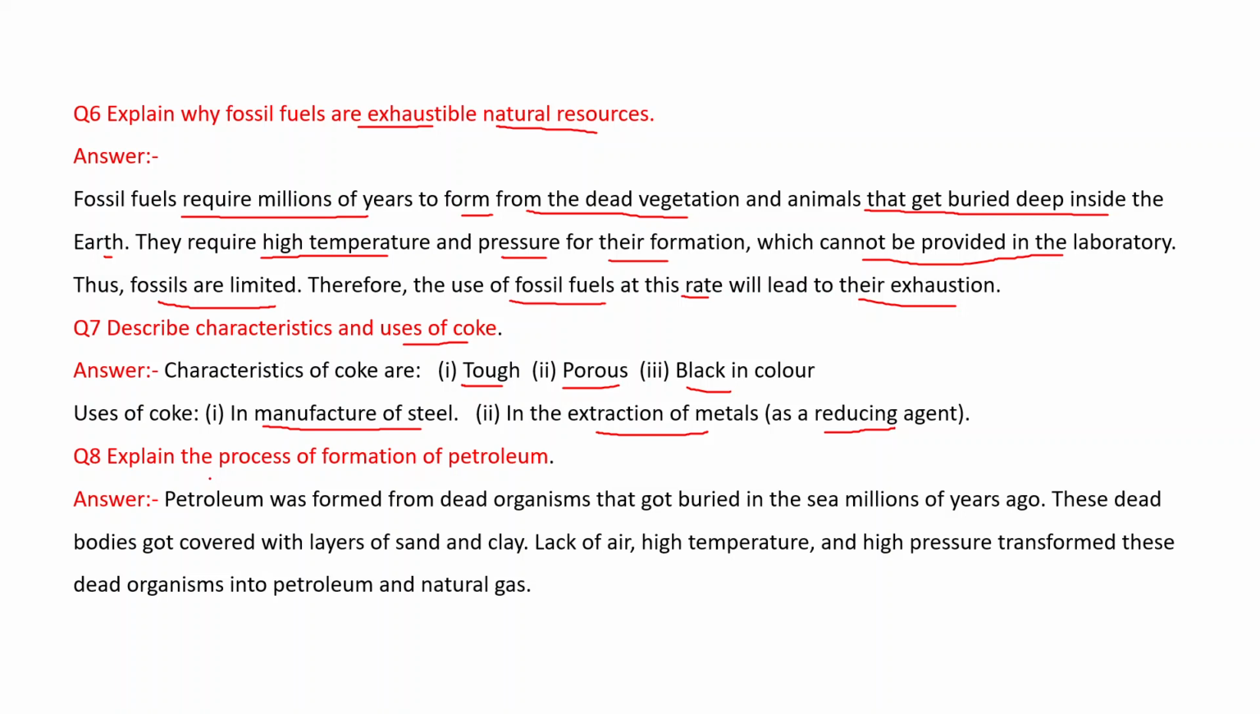Next question. Explain the process of formation of petroleum. Okay. How can we explain it? Petroleum was formed from dead organisms that got buried in the sea millions of years ago. These dead bodies got covered with the layers of sand and clay, and lack of air, high temperature, and high pressure transformed these dead organisms into petroleum and natural gas.